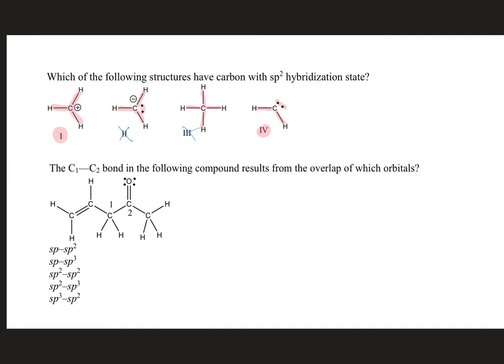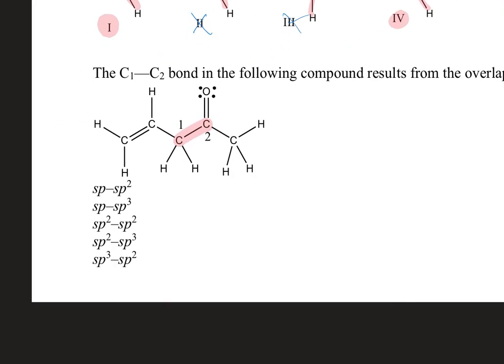The carbon 2 bond in the following compound results from the overlap of which orbitals? So they're talking about that bond here, and it says which orbitals. The options are sp to sp2, sp to sp3, sp2 sp2, sp2 sp3, sp3 sp2.